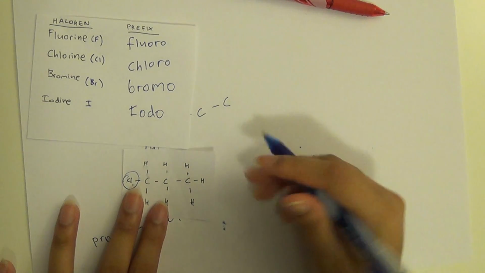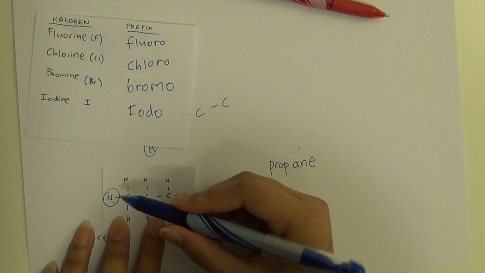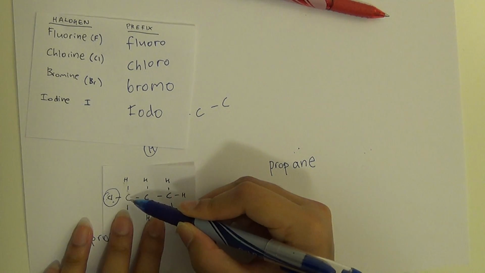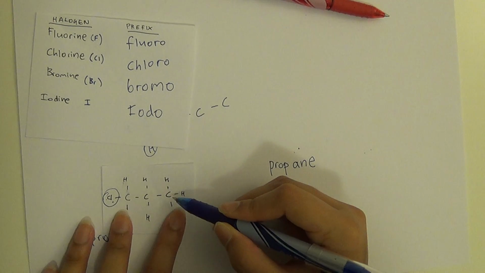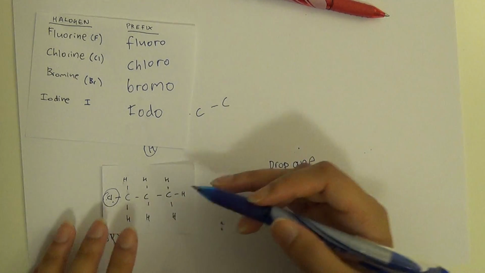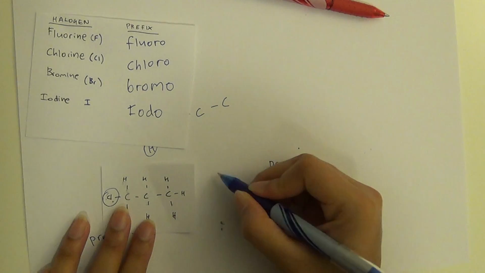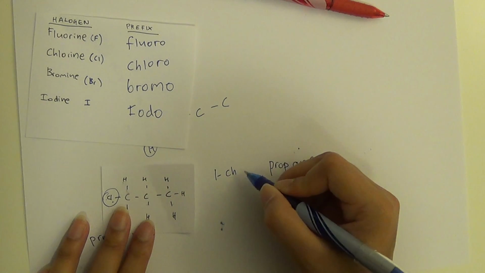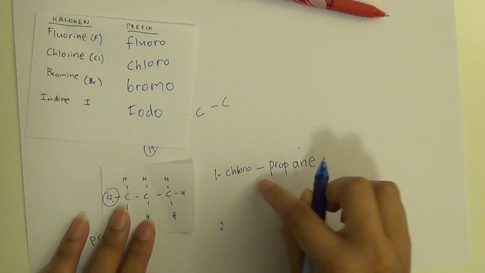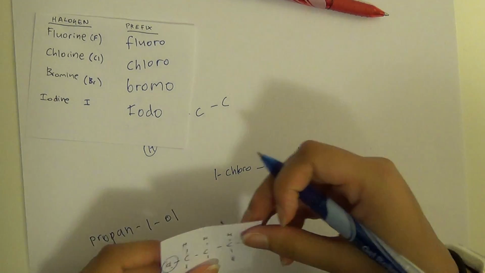So chloropropane. And you have to add the position of where it's bonded. So it's bonded to the first carbon. We're not counting it from this end because then we'll get 3, and we want the smallest number. So we count from this end, and therefore it's 1. So 1-chloropropane. That's the name of this compound, 1-chloropropane. Let's do another example.